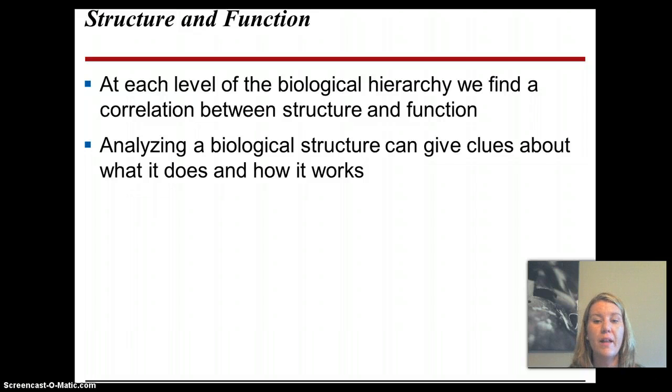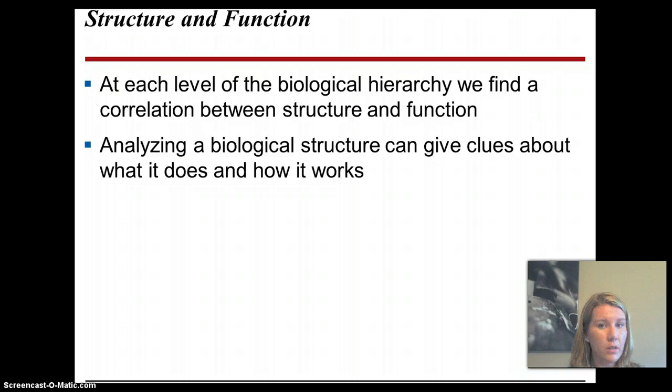At each level of biological hierarchy, we find a correlation between structure and function. This is incredibly important. Everything has a function, okay? A hammer, for instance, is good for driving nails. You wouldn't use a hammer to tighten a bolt. There is a different tool for that, okay? It's the same thing with biology. If you want to fly, you're going to need wings, okay?